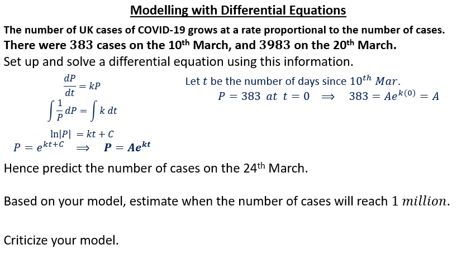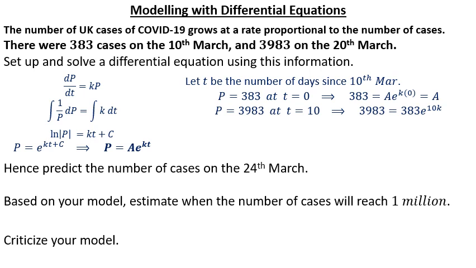If you think about this as an exponential graph, it's an exponential curve which, instead of crossing at 0, 1, like y equals e to the x, it crosses at 0, 383. In other words, at the very beginning, or when t equals 0, we already have 383 cases.